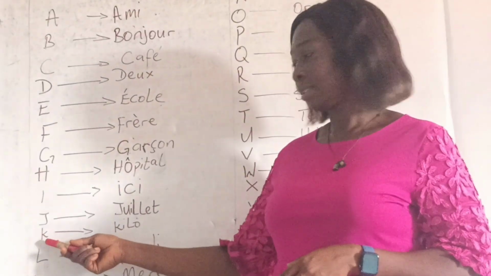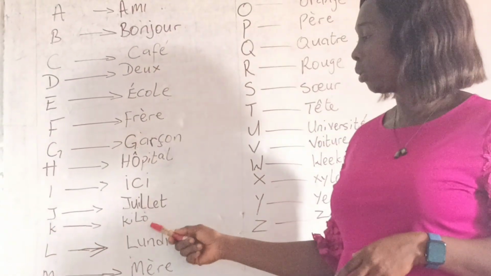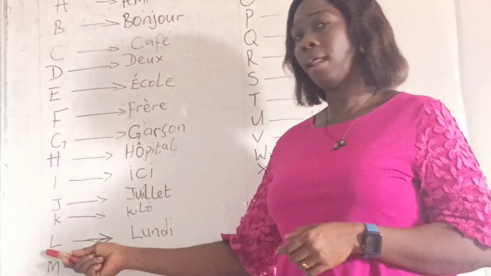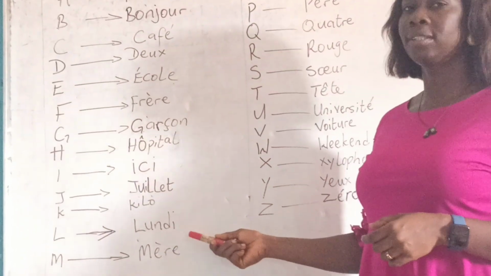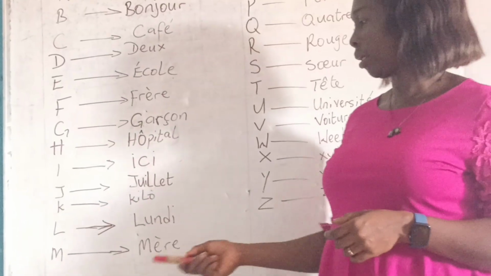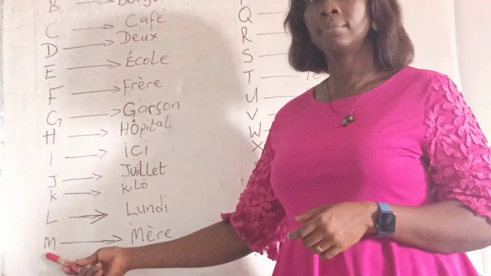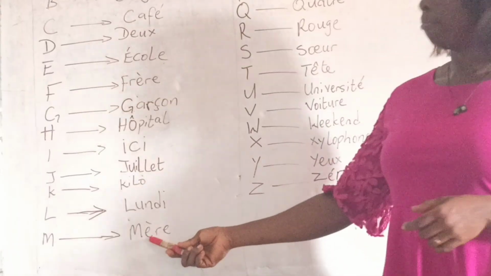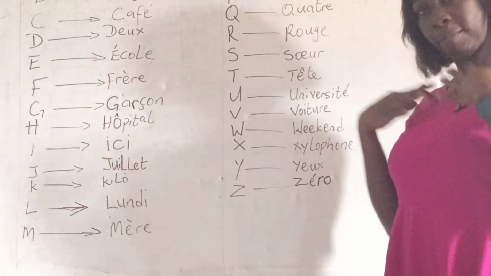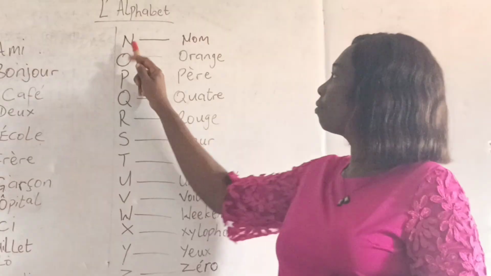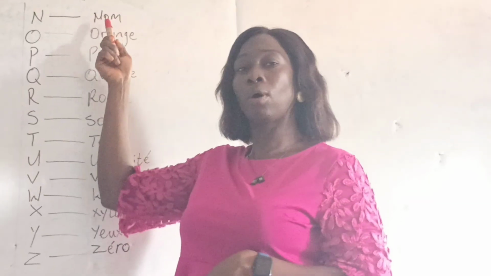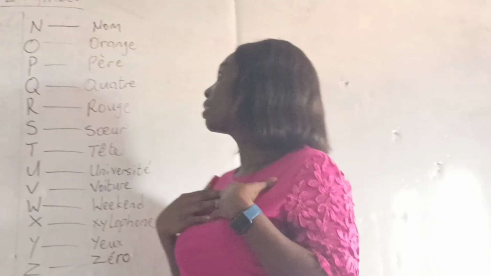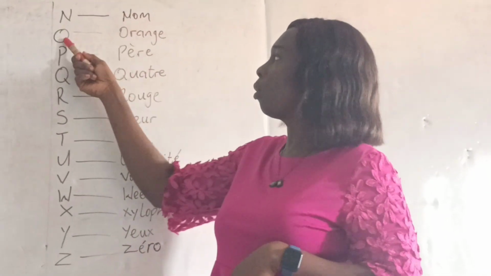Now, K, kilo. You have L, lundi, Monday. You have M, mère, that's mother. Mère, my mother. Then we have N, nom, nom means name.